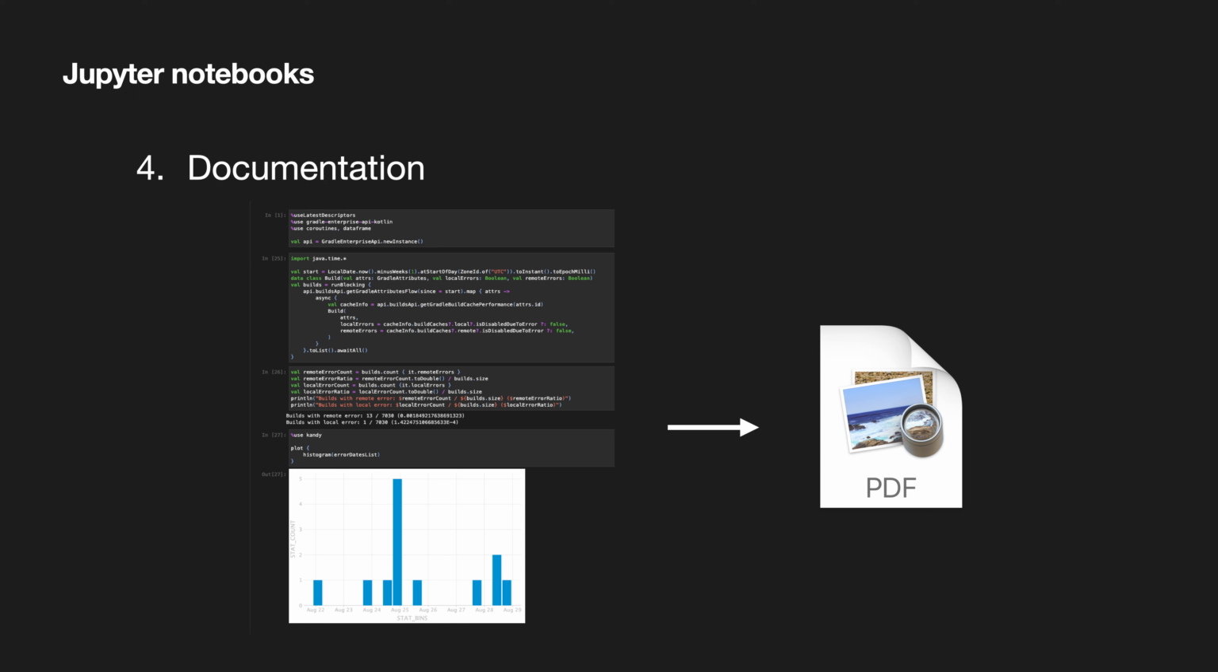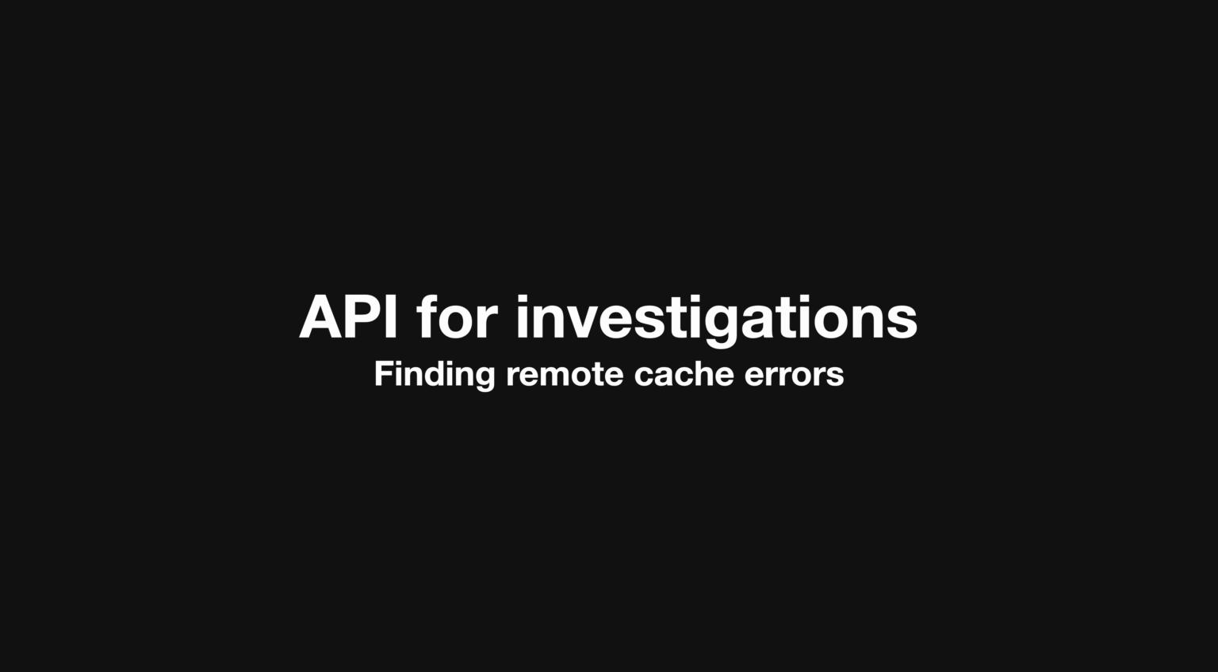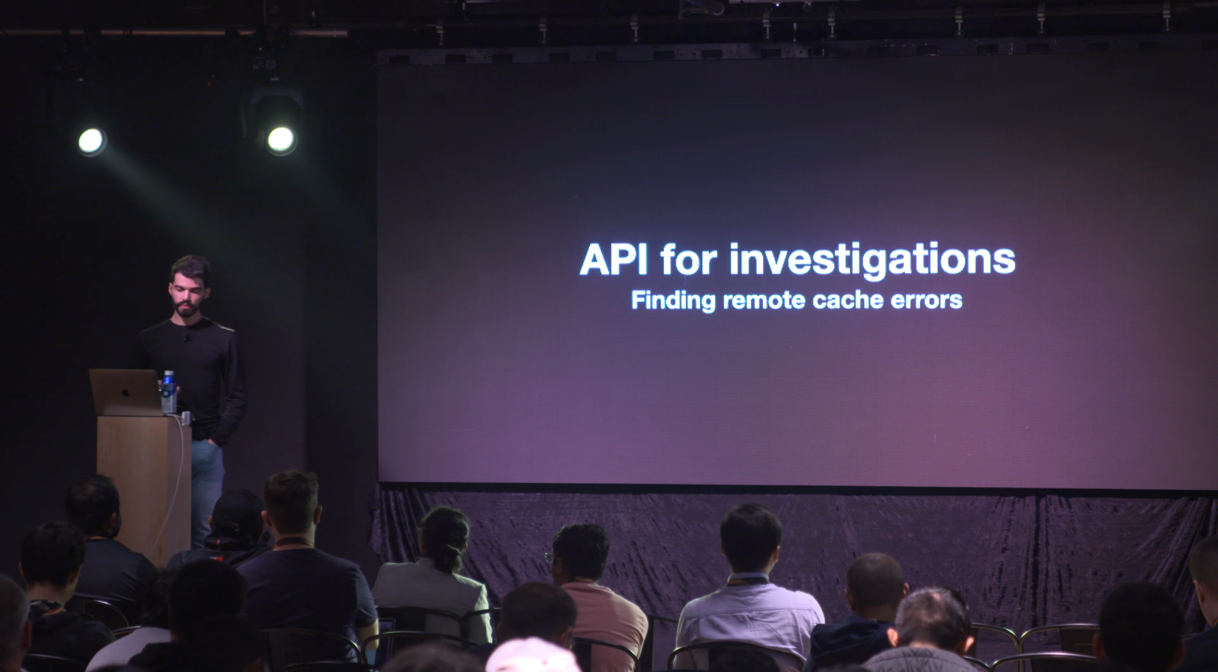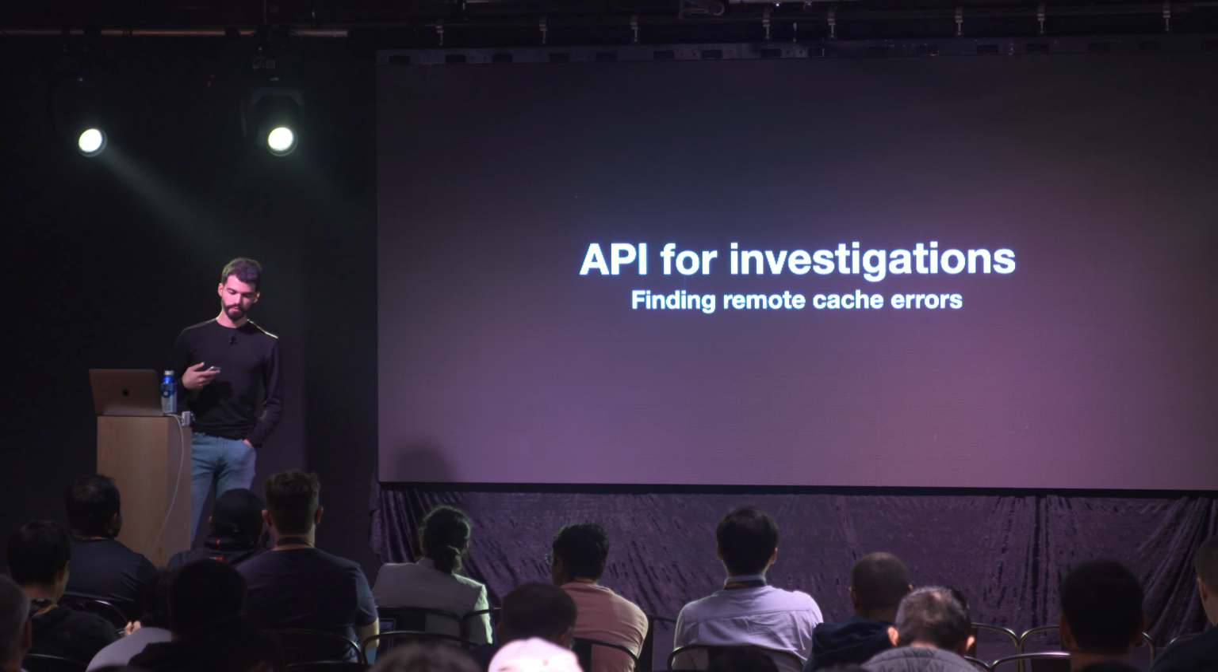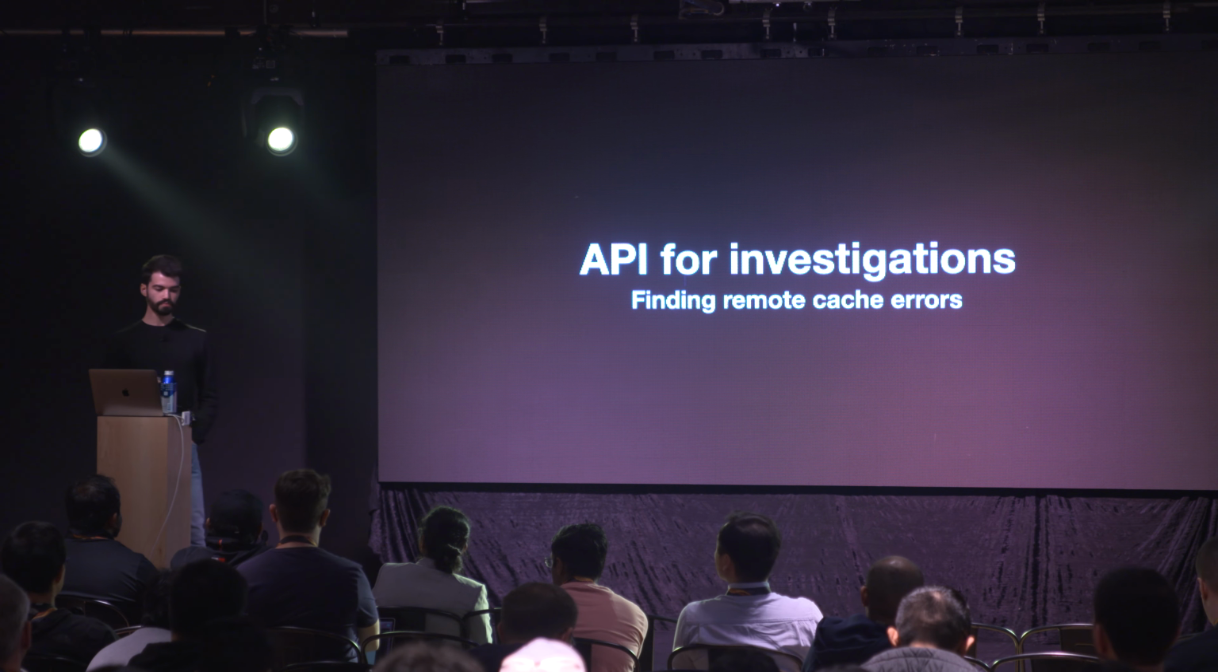And moving on to an investigation example, finding remote cache errors, which is something that Etienne mentioned if you were here in the previous talk. So these are basically, whenever you have remote cache enabled, Gradle will ask the remote cache if there's cache available for one task by making HTTP requests. When one of these requests fails, it will disable the build cache for the rest of the build.